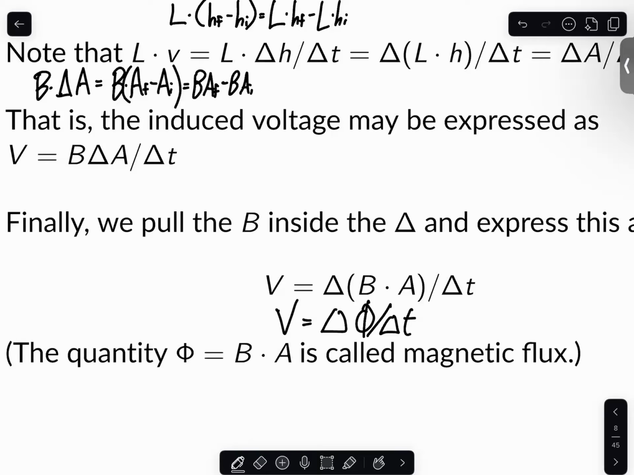Okay? So here is a new variable I am introducing. You must be able to define this, to give the equation. Magnetic flux phi is field times area.